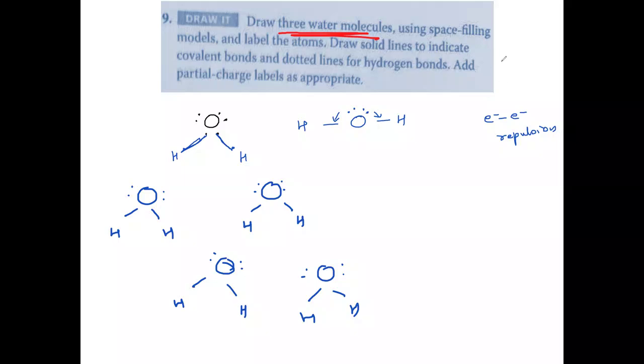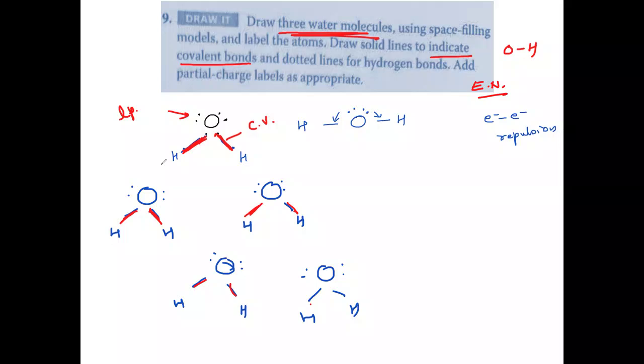Now, according to our concept of electronegativity, what will happen? You have an O-H bond here. How many O-H bonds per water molecule? Two. So these are strong covalent bonds, and we have shown them with solid lines. Similarly, here as well. Then we have shown the lone pairs of electrons.